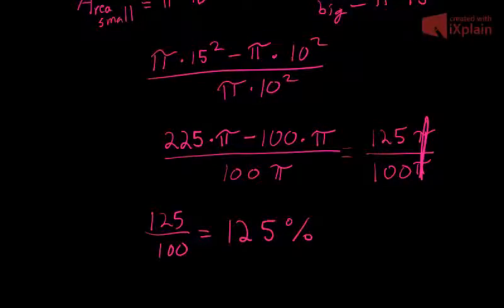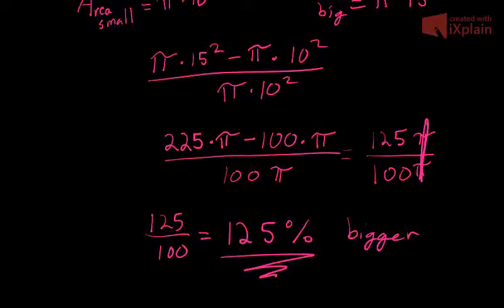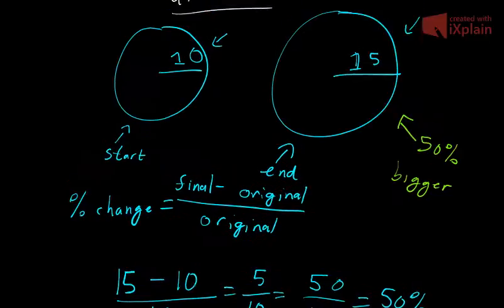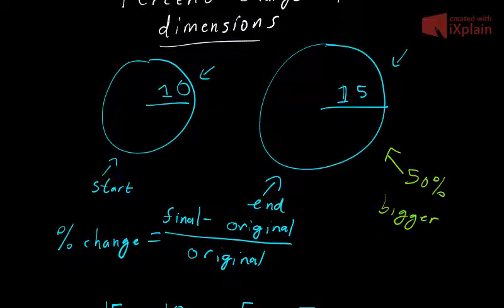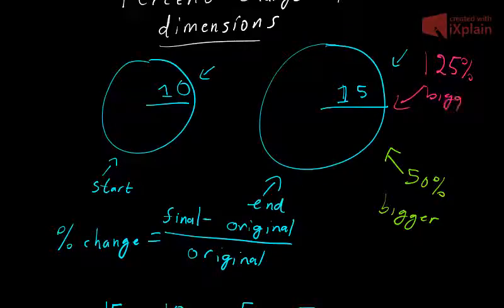So the area of a pizza that is 50% bigger is actually 125% bigger, which means that this second pizza, even though the radius is only 1.5 times the size, is actually 125% bigger. That's over twice the size.